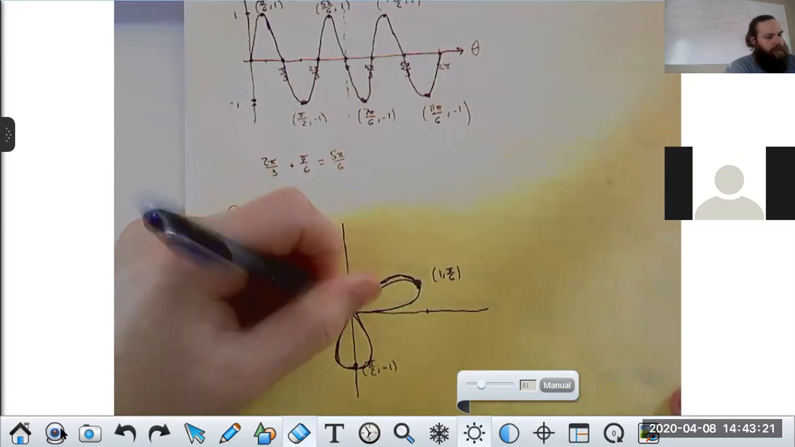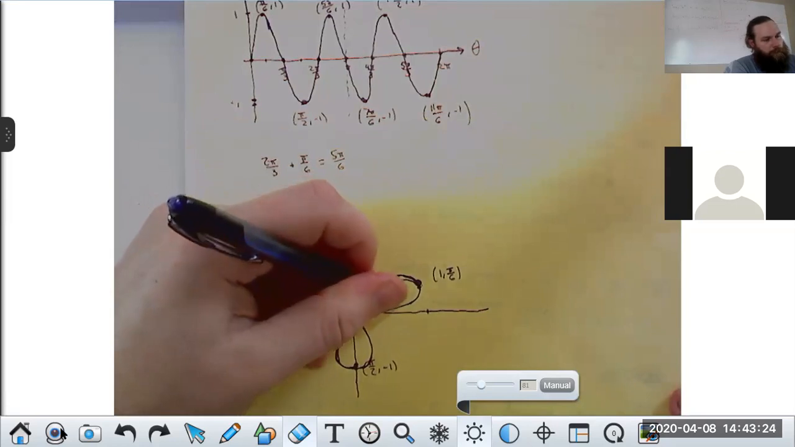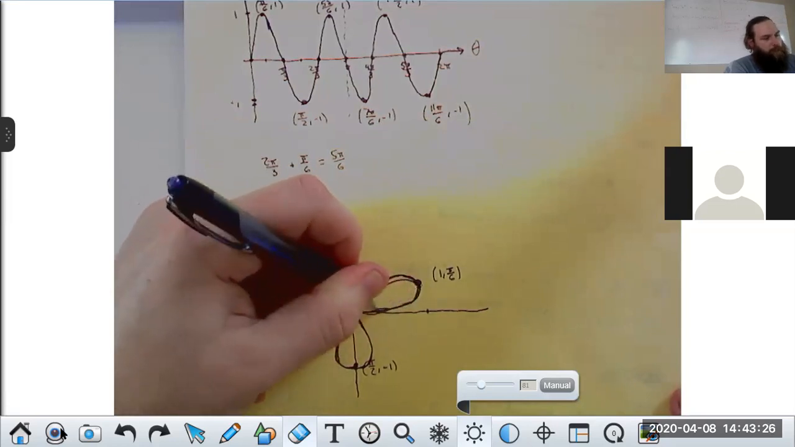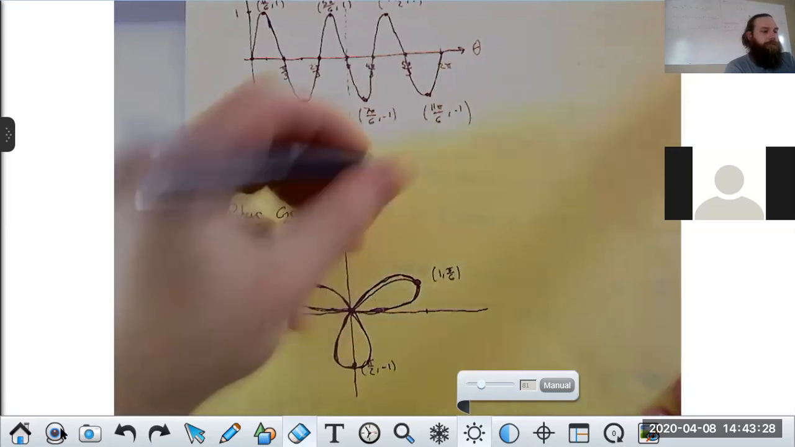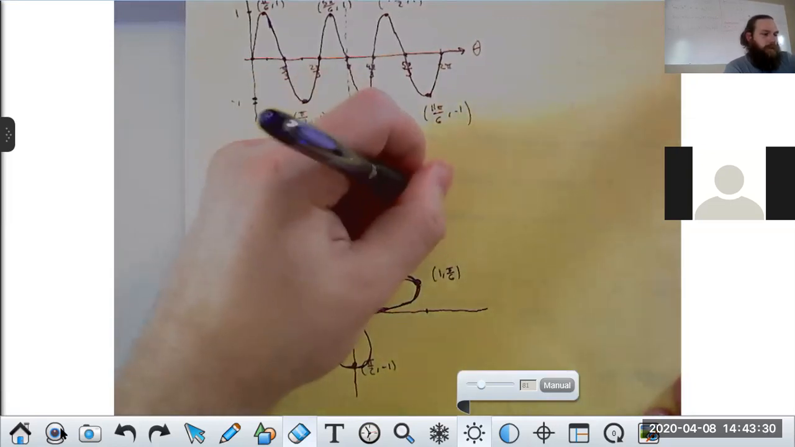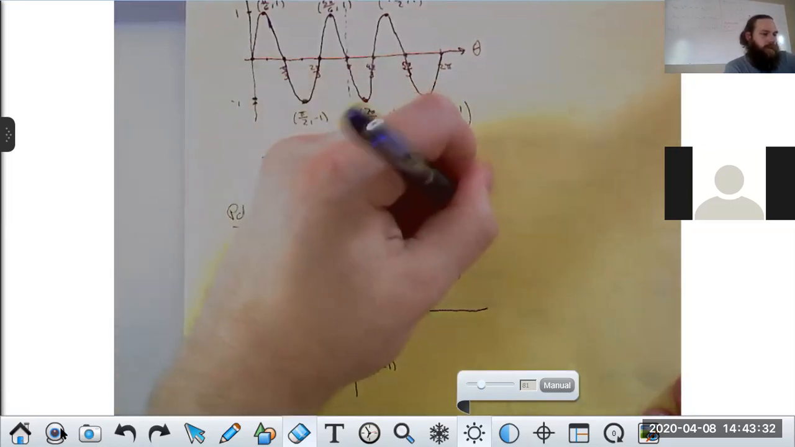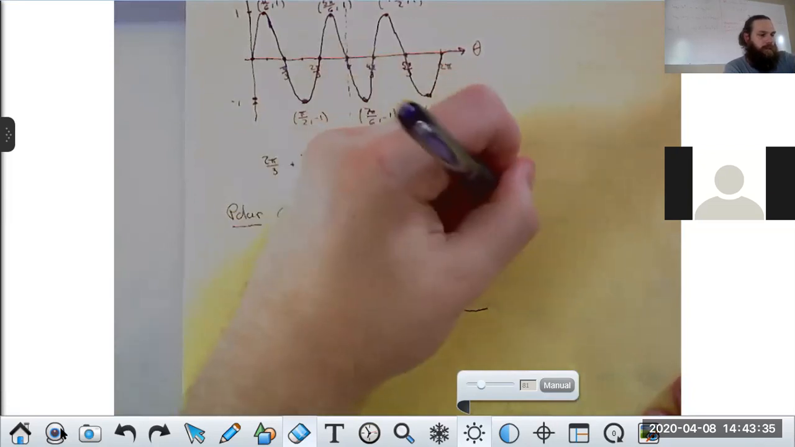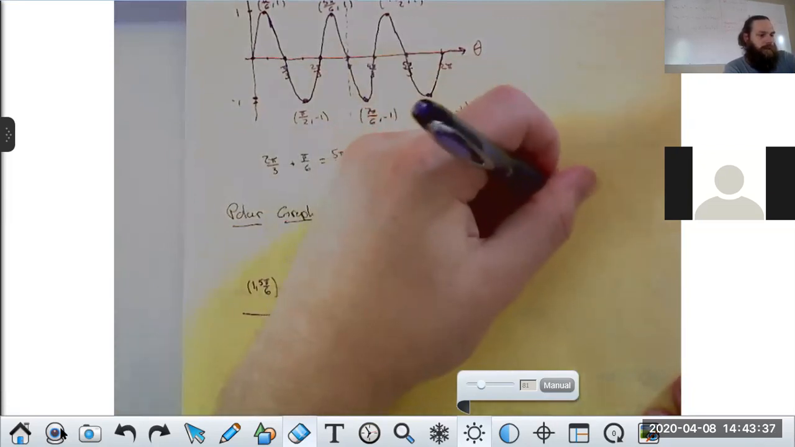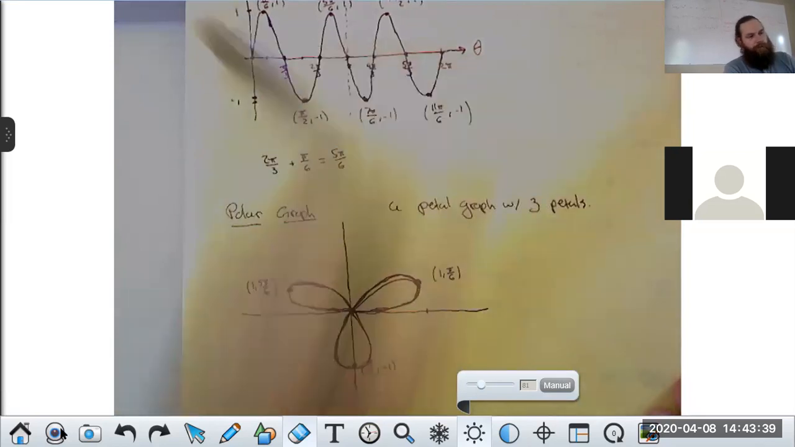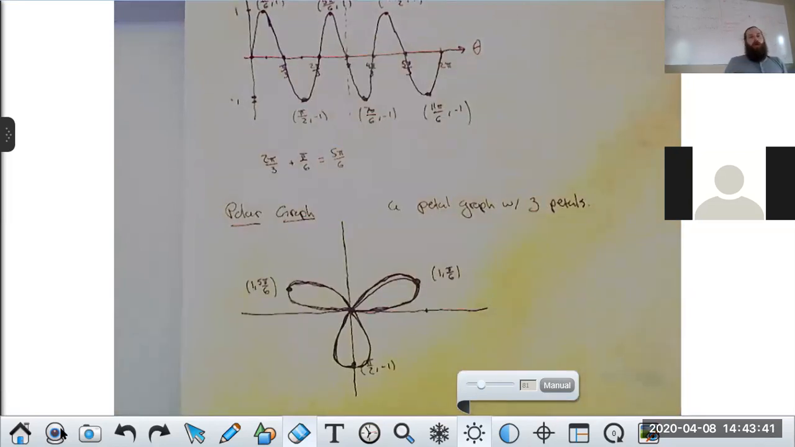And the result is a petal graph with 3 petals rather than a petal graph with 6 petals, as we might have expected. A very fair question would be why? Why did this happen? Is it something about the 2 changing to a 3, or is it something about the cosine changing to a sine?